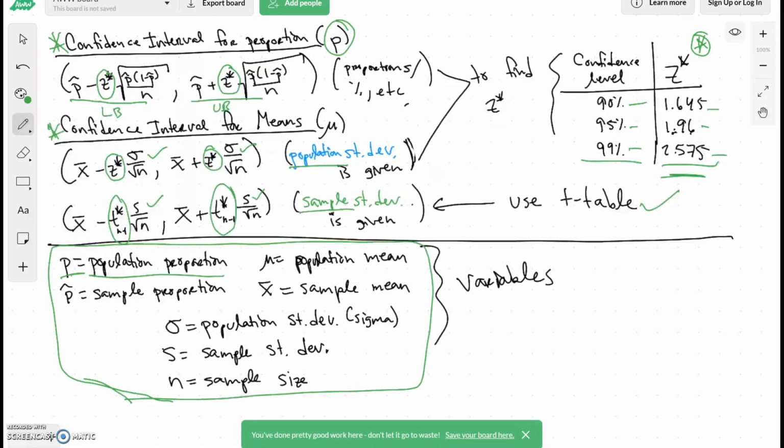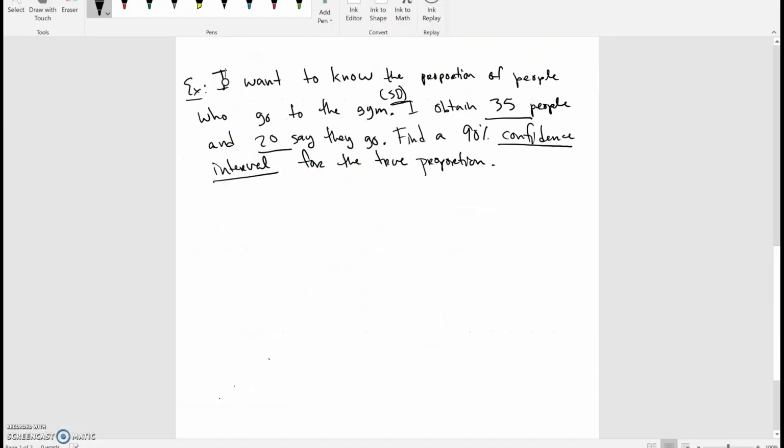Now, since I'm looking for a confidence interval, let's go back. Which one would make the most sense to use? So in this case, it would be proportions, because we're looking for proportions. Nothing in the problem says something about standard deviation, population, or sample. So we're going to use this one, the first one.